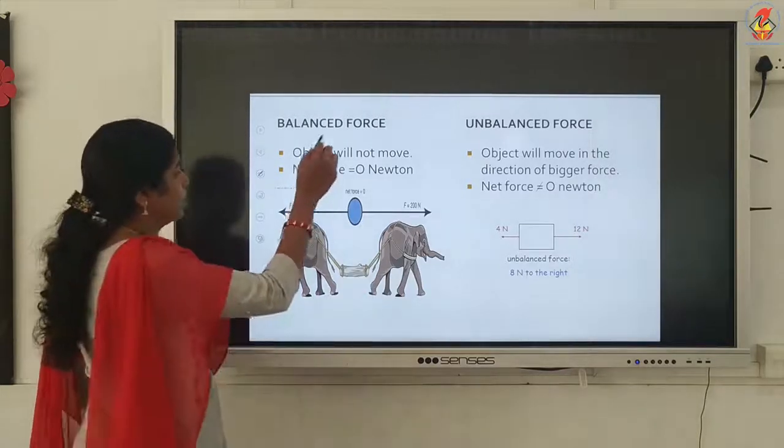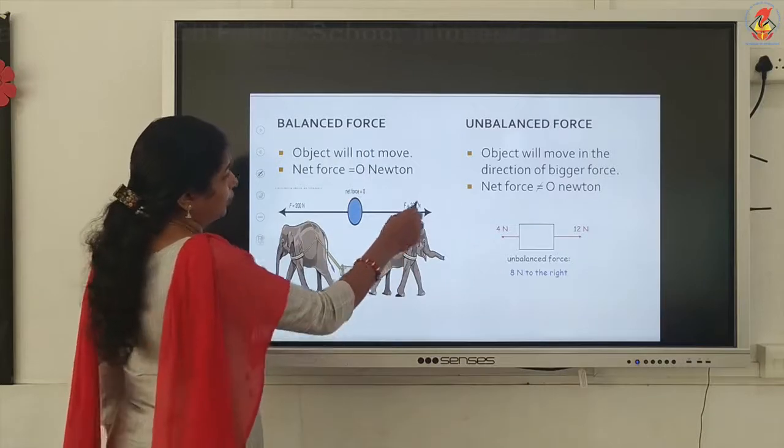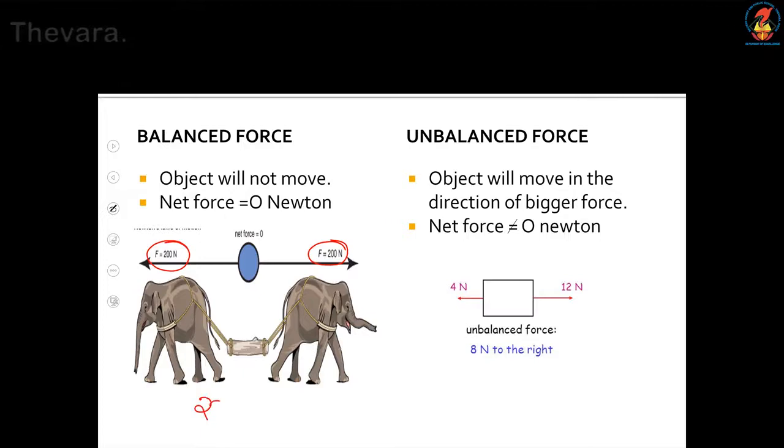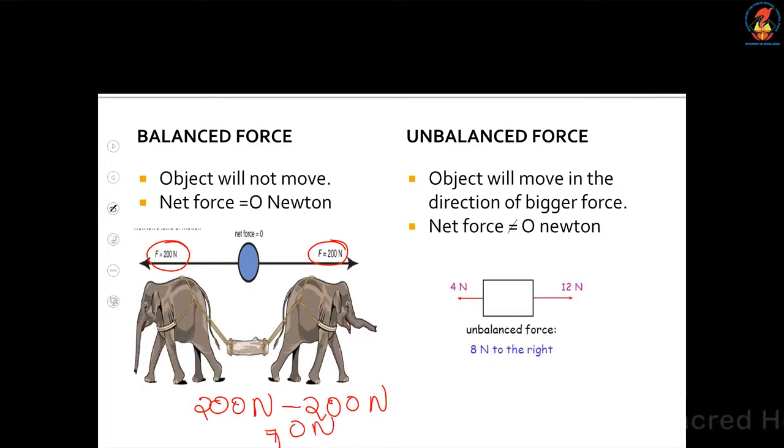So, this is a balanced force. Here, two elephants are applying 200 Newton in the opposite direction. So, when you find the net force, 200 Newton minus 200 Newton, you will get the answer as 0 Newton. So, net force will be equal to 0 and the object will not move in case of balanced force. Now, unbalanced force will be there.